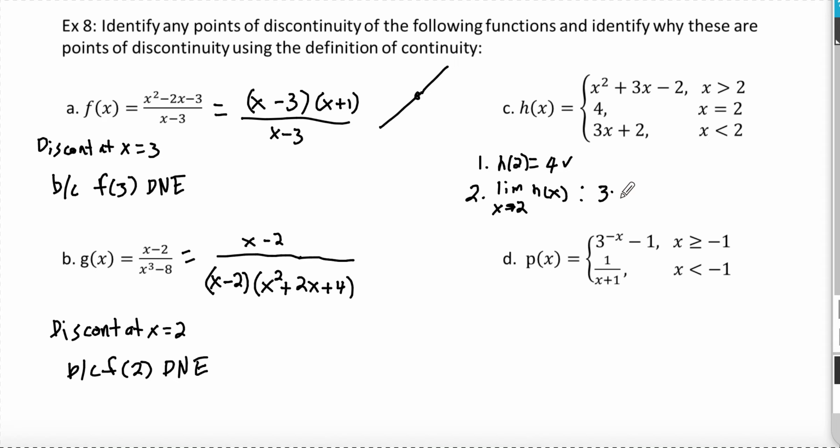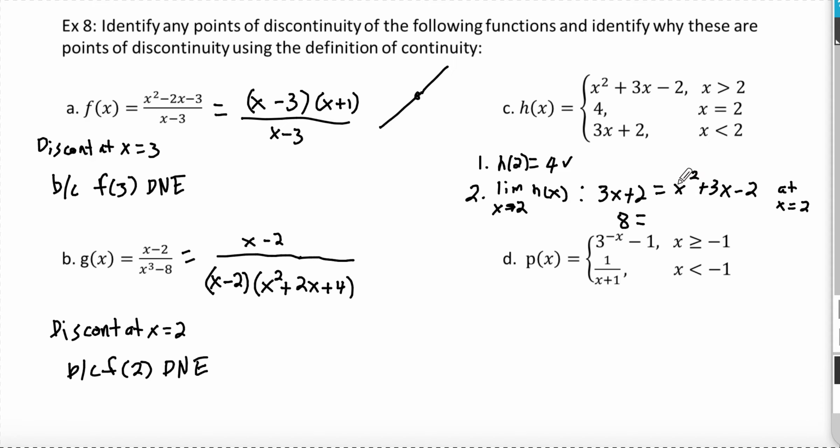If we have the left-hand side, set it equal to the right-hand side, when x equals 2. So the left-hand side here, 3 times 2 is 6, plus 2 is 8, equals, let's see, if I square that, that'd be 8 plus 12.